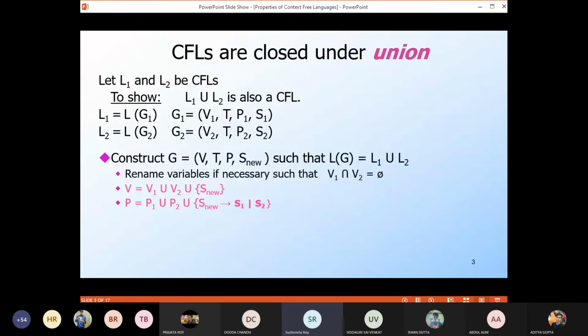And the set of productions is the union of the sets of productions of the given two grammars, plus you add one new production, which is S new yields either S1 or S2, where S1 is the start symbol of the first grammar and S2 is the start symbol of the second grammar. So this is one extra variable and one production from that new variable, which is the new start symbol. Okay.